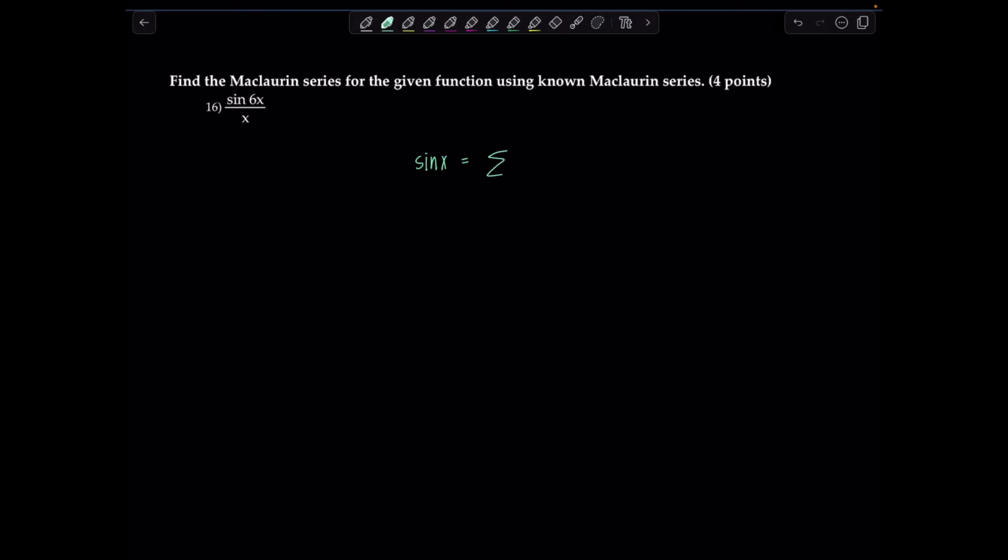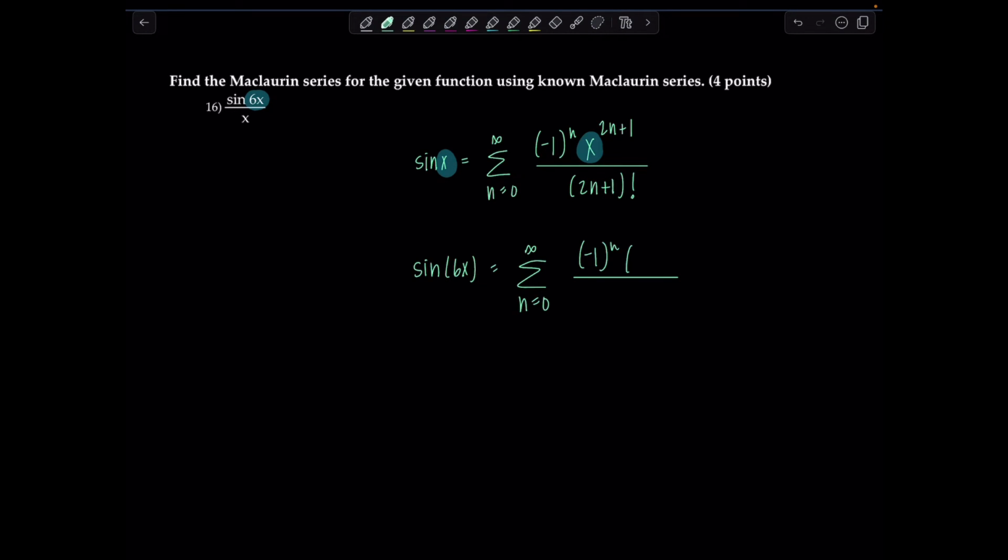The way I think of it is sine is an odd function, so it's all odd terms. So n equals 0 to infinity, that's always there, and then it's alternating, -1 to the n. And then we express odd numbers as 2n plus 1 usually. So it's x to the 2n plus 1 over 2n plus 1 factorial. Just memorize it, okay? From here, I'm looking, okay, so instead of sine of x, we have sine of 6x. So I'm going to replace x with 6x. So sine of 6x as a Maclaurin series would be the sum, n equals 0 to infinity, -1 to the n, 6x to the 2n plus 1 over 2n plus 1 factorial.